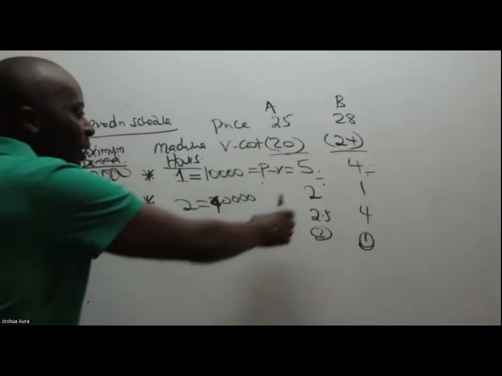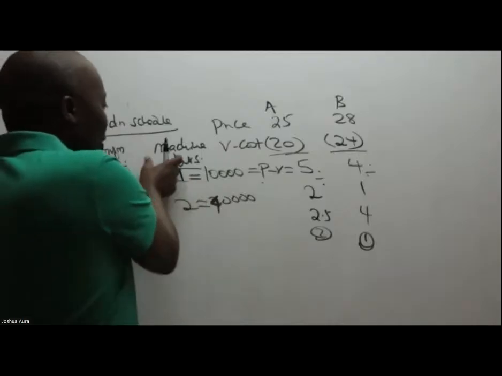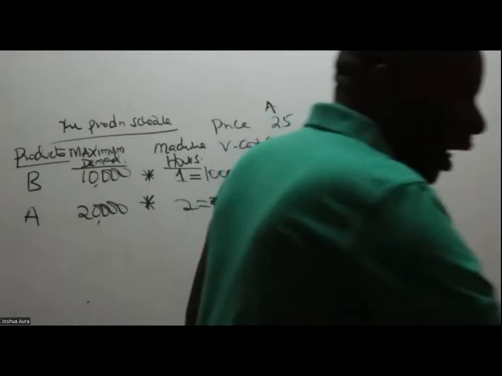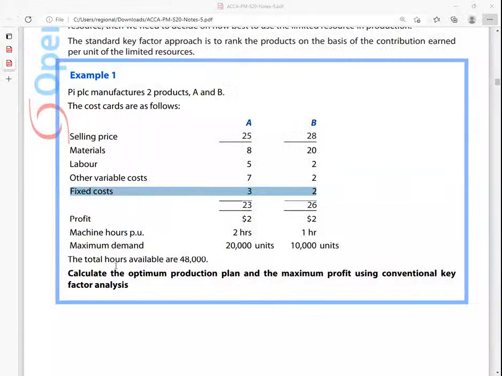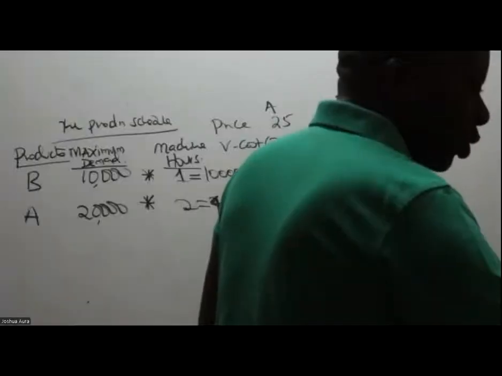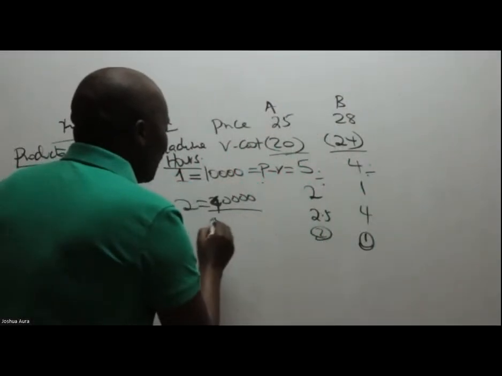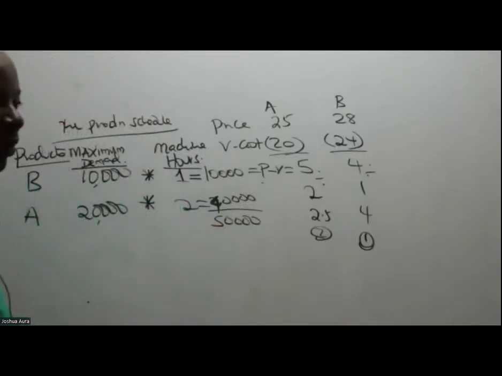So the machine hours that we read from here were machine hours for each unit. They have told us these are machine hours per unit, 2 and 1. So when you multiply, you should be able to get the total. So kindly come and give me the total machine hours needed. The total machine hours needed are 50,000.